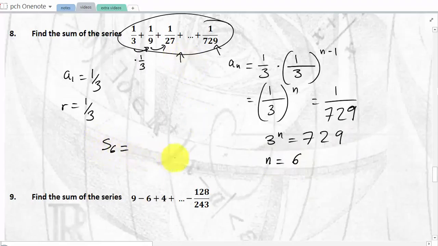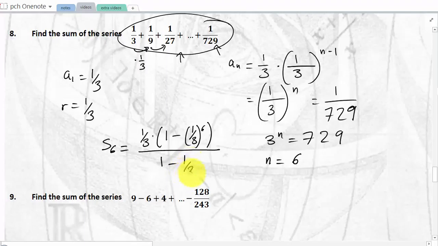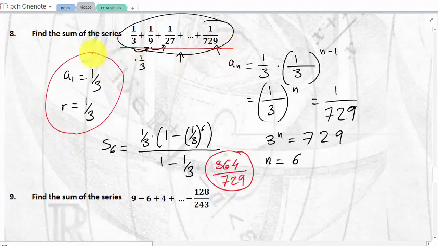Therefore, S6 is equal to a1, 1/3, times 1 minus r to the power of n, right? So r is 1/3, I'm sorry. 1/3 to the 6th power divided by 1 minus 1/3. Okay? So what is that? We could play a little bit with this and simplify by hand a little bit, but let me do it with my calculator. You would find 364 over 729. That's what you find when you add the first 6 terms of this geometric sequence.